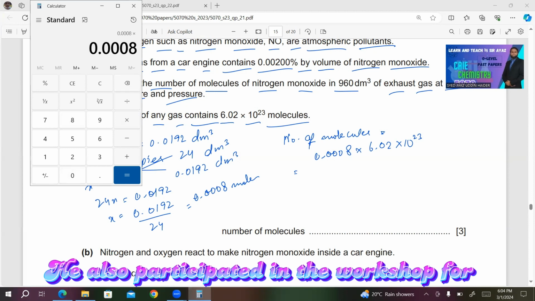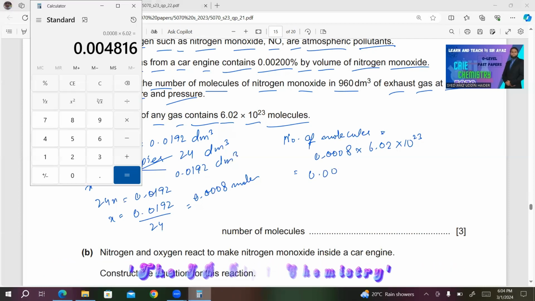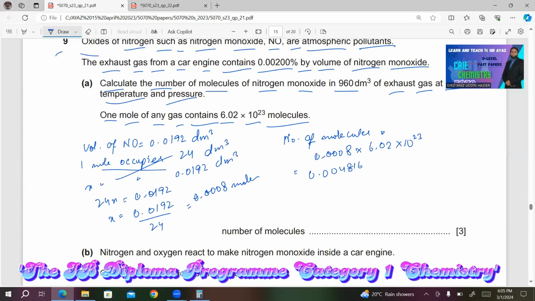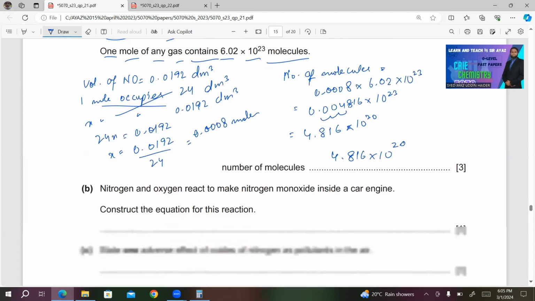0.0008 into 6.02. We will get 0.004816 into 10 to the power 23. Now I will shift this decimal to the right-hand side. 1, 2, 3. So it will become 4.816 multiplied by 10 to the power 20. So 4.816 into 10 to the power 20. This will be the final answer for this question.